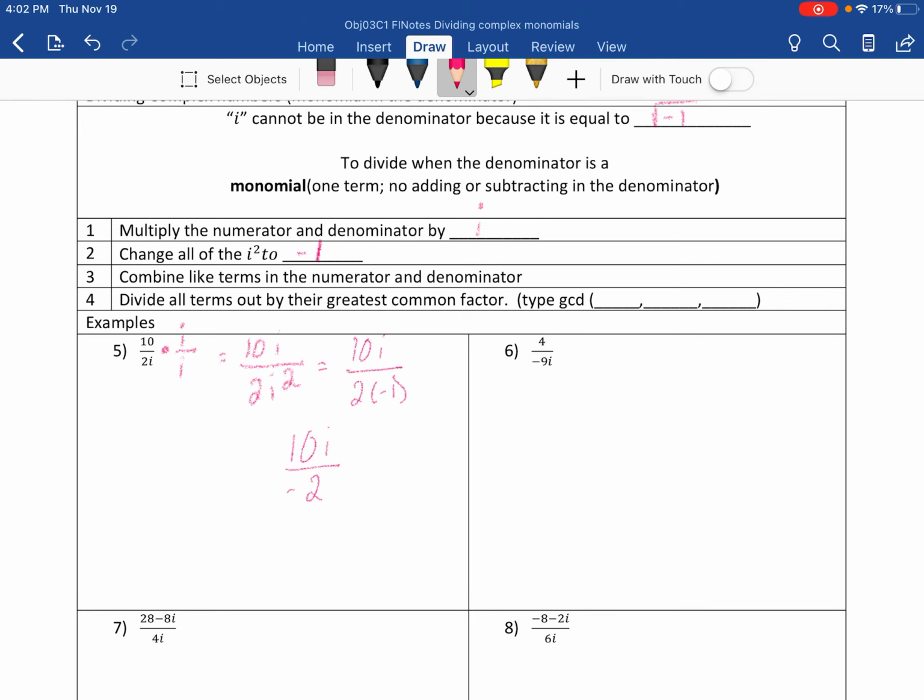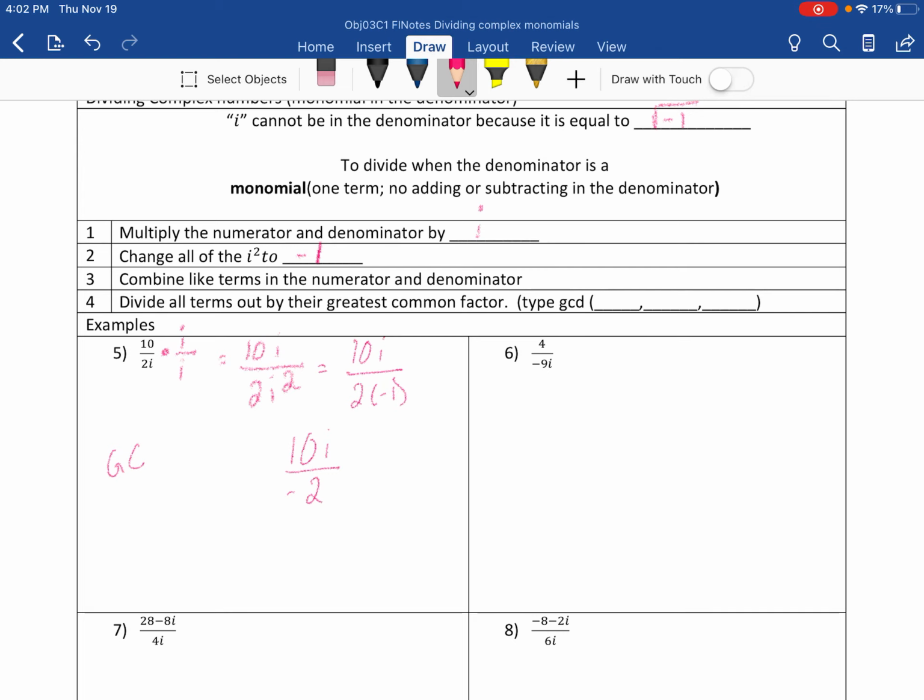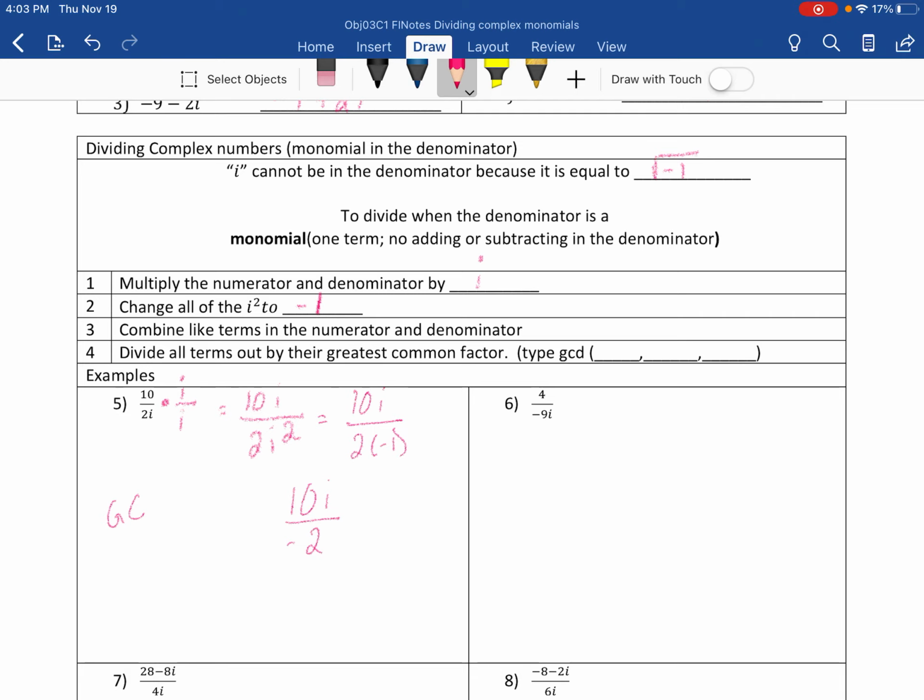Okay. And I look at this right here. What is the greatest common factor of 10 and negative 2? It's going to be 2. So I can divide both of these by 2. I can divide both of these out, and so I end up with negative 5i as my answer.